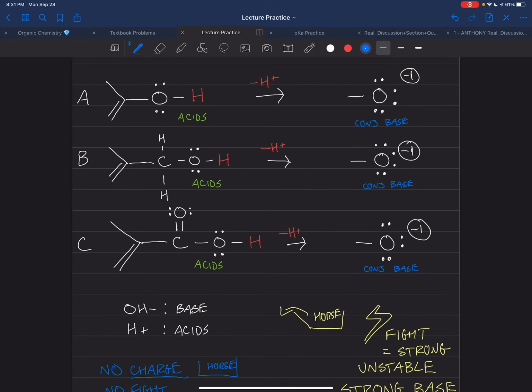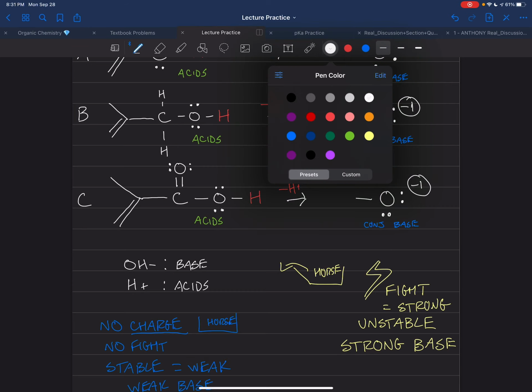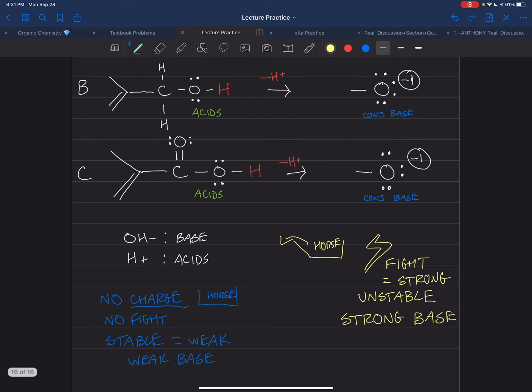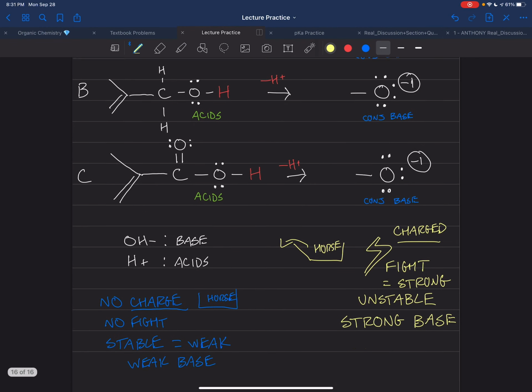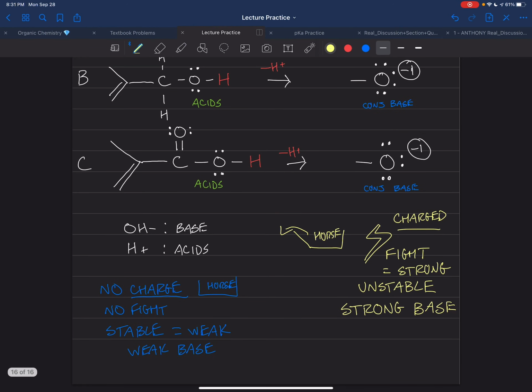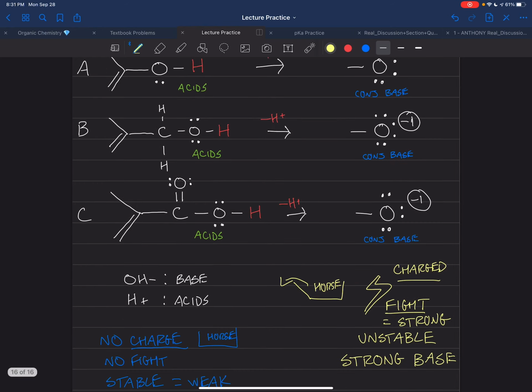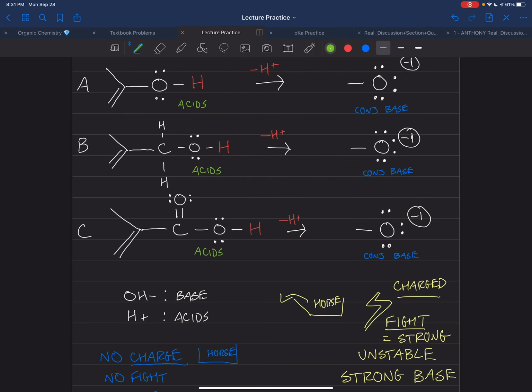So we have something that's charged here. So if this is charged, remember that was no charge, this is charged. All right, these are going to be relatively strong bases over here. And a strong base, which has a fight and can fight back, well, if it can fight back, it's going to have a weak acid on the other side.